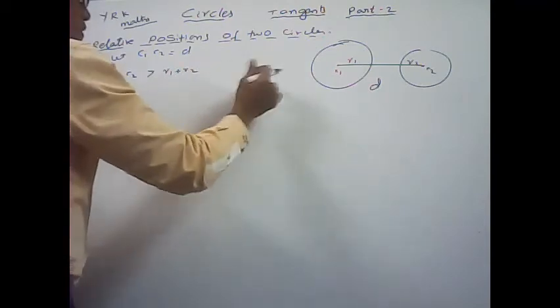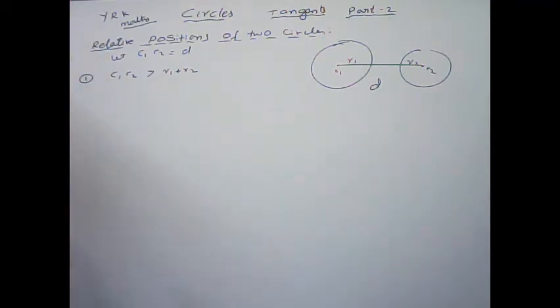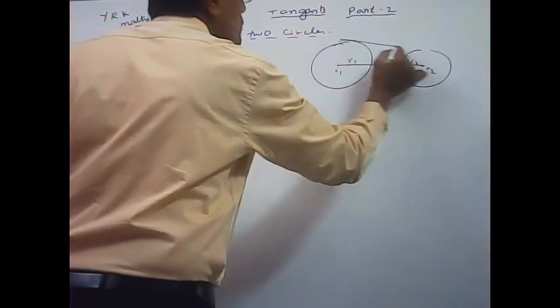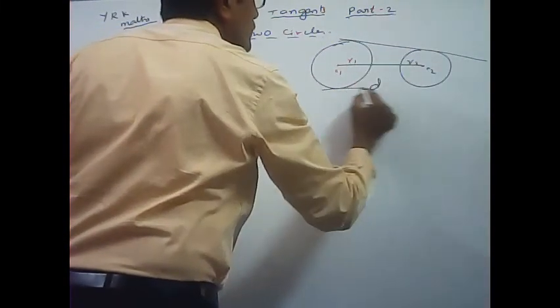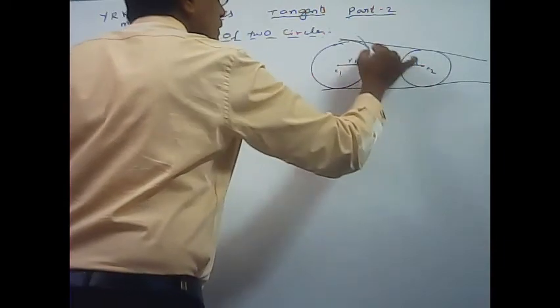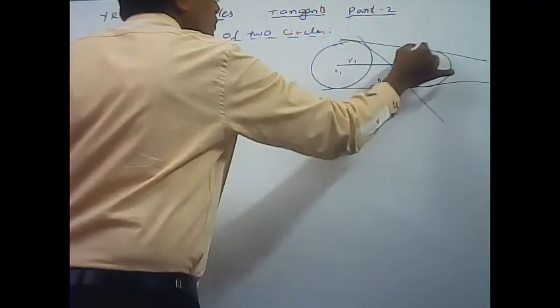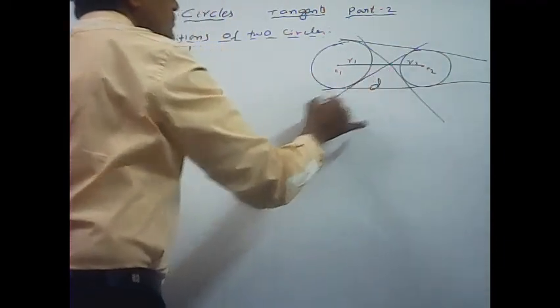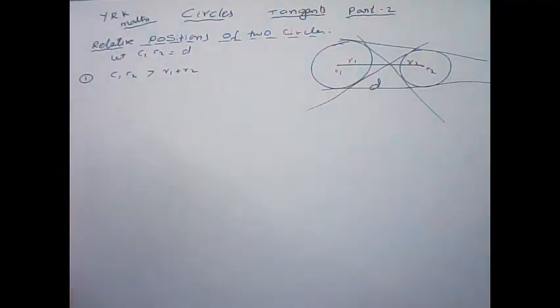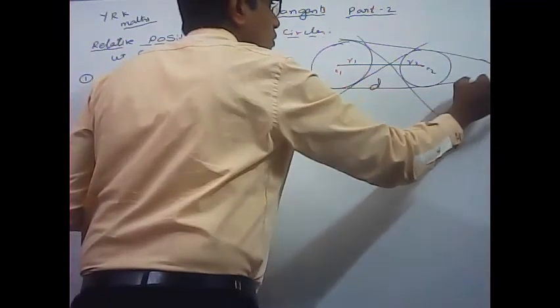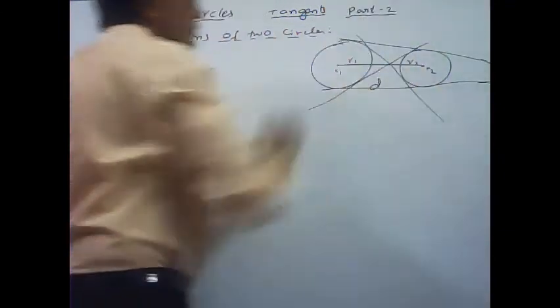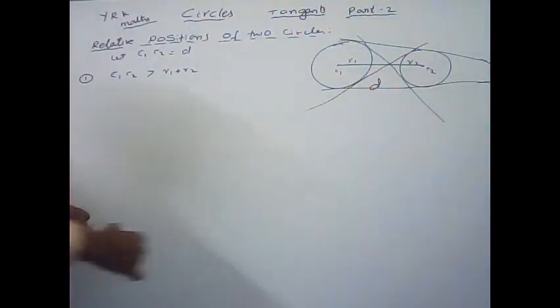Then whatever the nature of the circles, each circle completely lies outside the other one. Then the number of common tangents: how many tangents can we draw here? 1, 2, 3, 4. Four tangents we can draw. Here, both may intersect at some point only.